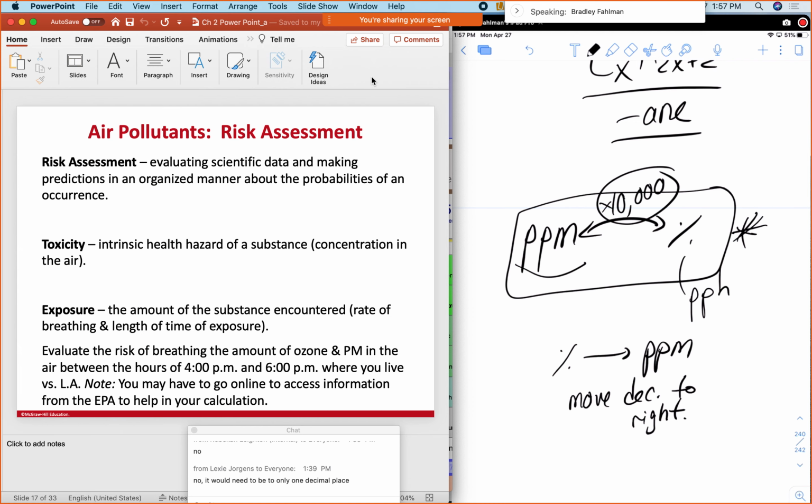Risk assessment. I guess this slide really is important. For risk assessment, you have to look at exposure and toxicity. So how toxic it is, like from the previous slide, numbers-wise. And then you have to look at exposure, like your breathing rate and length of time. All that goes into how risky it is to go into a certain place.